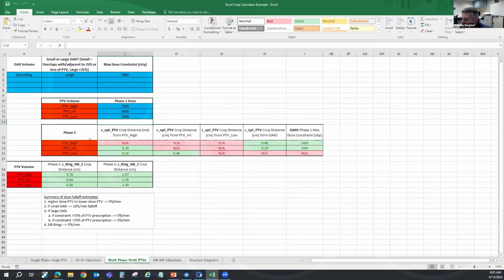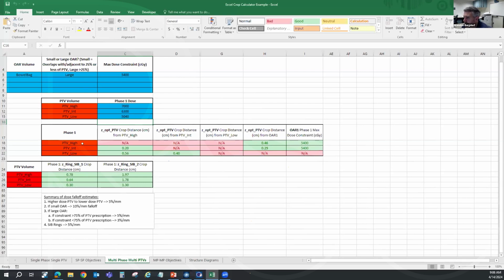So first we'll start with PTV high. Now this will tell us in each column exactly how much we need to crop back PTV high from each of these other structures. So we don't need to crop back PTV high from itself, that makes sense. We don't need to crop back PTV high from PTV intermediate, and we don't need to crop back PTV high from PTV low, because this is the highest dose level PTV. So we're not cropping the highest dose level PTV back from the lower ones. However, we do need to crop back the PTV high from our OAR1, which is the bowel bag here, by that 5 millimeters. So you can see the same number comes out here as on the first tab.